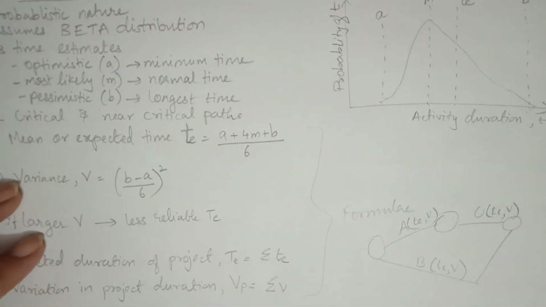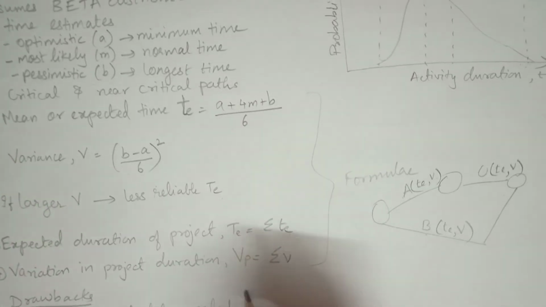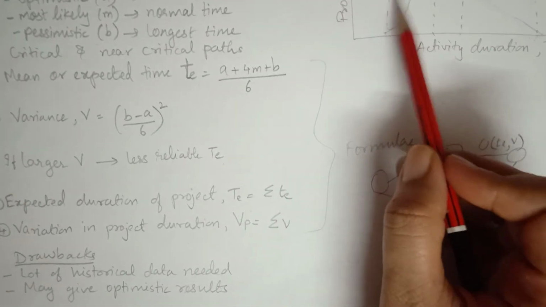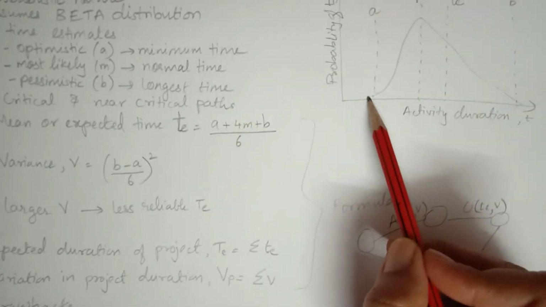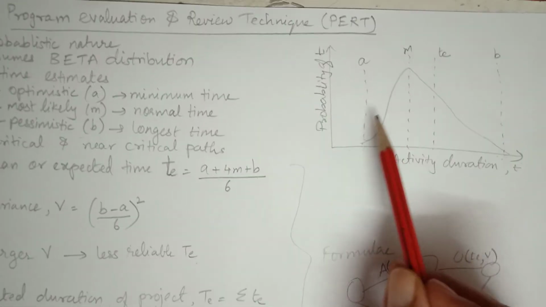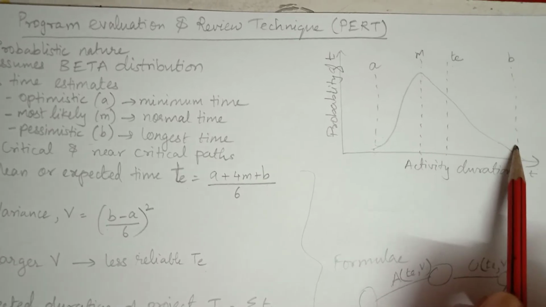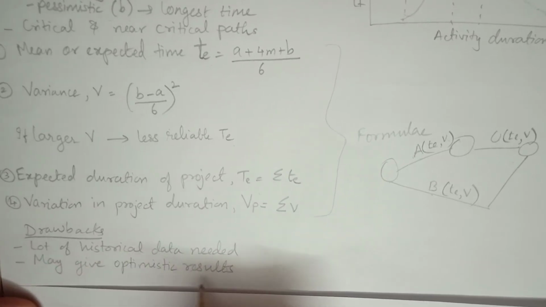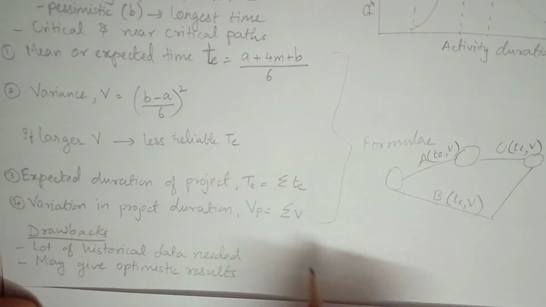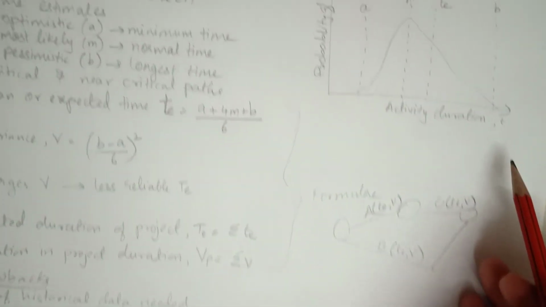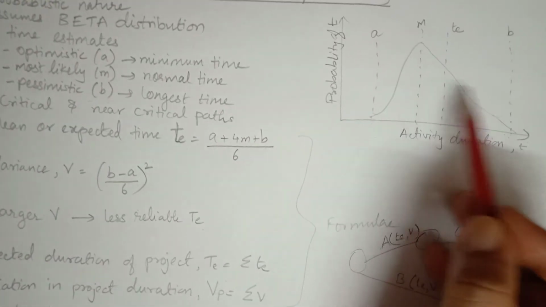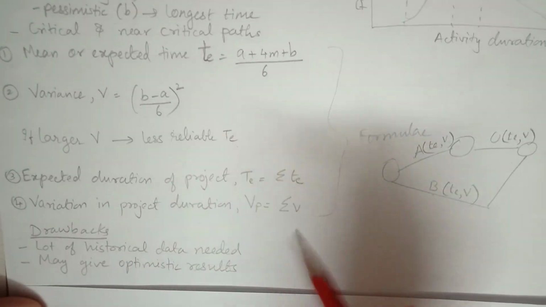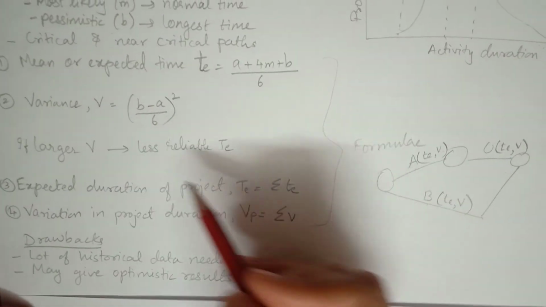Now the drawbacks for this method is a lot of historical data is needed, obviously, because when you are trying to guess these 3 estimates for any given activity, you need to have some reference based on which you will find these 3 time estimates. It is possible that this particular method may give you optimistic results. Some people say it is majorly because of beta distribution, whereas some people claim that it's just because these 3 time estimates may be faulty and that's why it's giving an optimistic result. But again, that's a debatable issue. I'll not go into that.